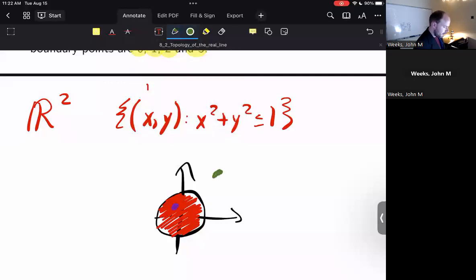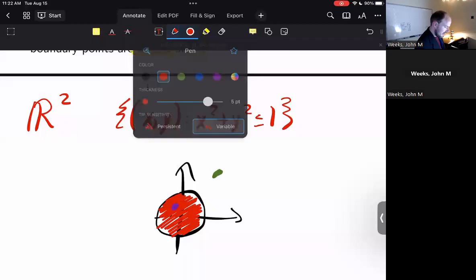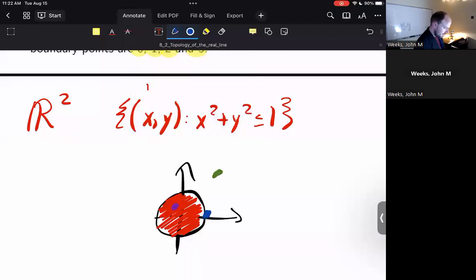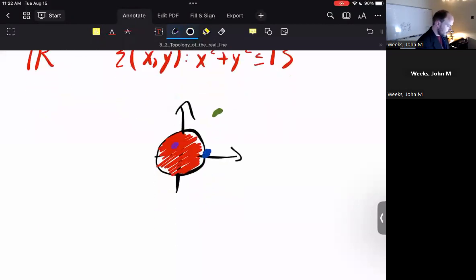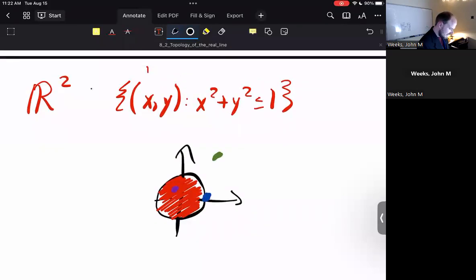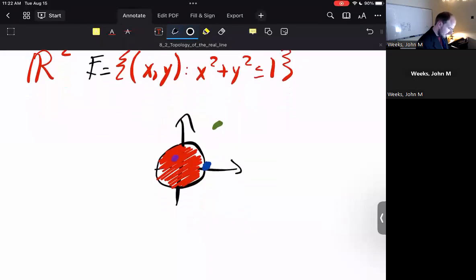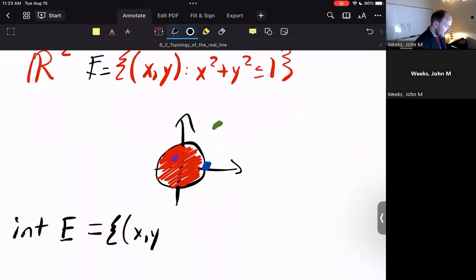So here is an interior point. Here is an exterior point. And then here, let me do a different color here, is a boundary point for each of these. So if we wanted to classify what each of these were, then we would say, let's say this is the set E. Then we would say the interior of E, and I will abbreviate that by writing int E. So this is going to be what I mean when I'm talking about the interior of this set. The way that I would classify is what? I would say it's all the points x and y such that what?